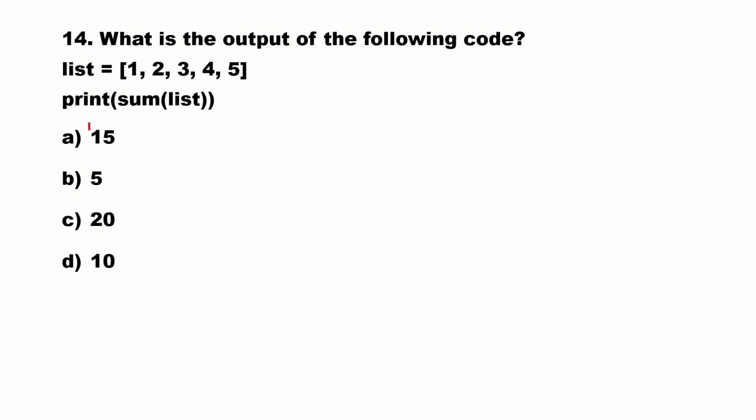Next question, what is the output of the following code? Here the list is given. Print the sum of the list. Sum means what? Sum means you add the elements of the list. So 1, 3, 6, 10, 15. Okay, so the correct option is 15. 1 plus 2 plus 3 plus 4 plus 5. This is the sum of the list.